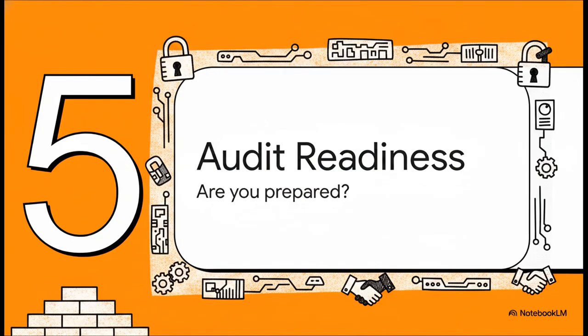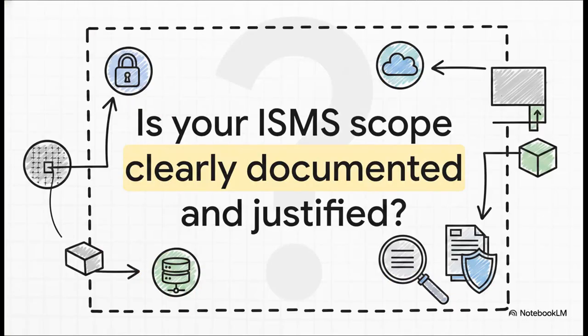Finally, Part 5, Audit Readiness. An unmanageable, vaguely defined, or undocumented scope is pretty much an auditor's absolute favorite target. It's the loose thread that, if pulled, unravels your entire information security management system. Remember, drawing this box isn't just about passing some test. It's about knowing exactly what you're protecting, why you're protecting it, and where your actual responsibilities lie.